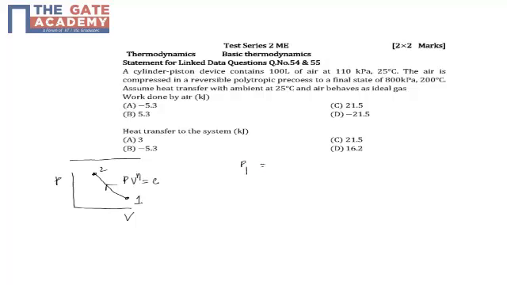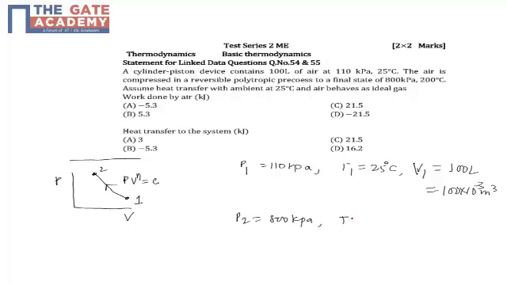Now P1 is given as 110 kPa, T1 is 25 degrees Celsius, and volume is also given at the start, which is 100 liters, that is 100 × 10^-3 m³. 1 m³ is 1000 liters, so that fact is used here. After compression, the final pressure is given as P2, which is 800 kPa, and the temperature is given as 200 degrees Celsius. Okay, so this is the data. Now assume that there is heat transfer with the ambient at 25 degrees Celsius and air behaves as an ideal gas. So that's the basic thing given.